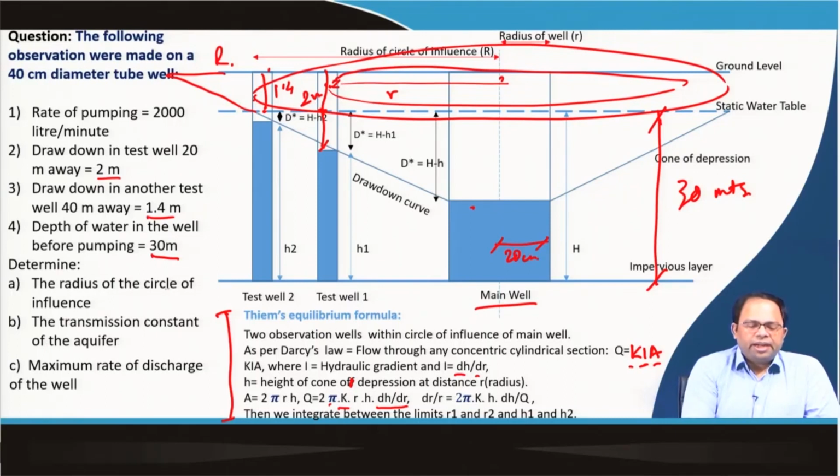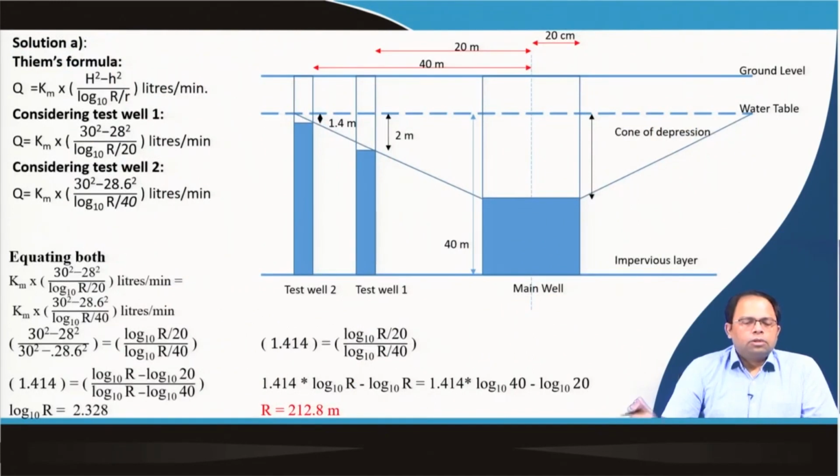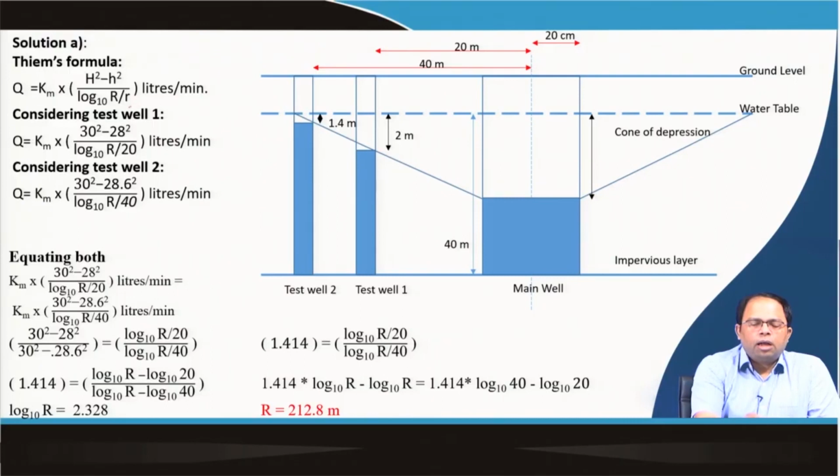And so, we need to determine the radius of the circle of influence, the transmission constant of the aquifer or Km value, and then the maximum rate of discharge that is possible from this particular well. Right now we are drawing water at 2000 liters per minute, but we want to understand what is the maximum rate at which we can draw water. So, using Thiem's formula, which is Q equal to Km into H square minus small h square divided by log to the base 10 big R by small r, this is given in liters per minute.